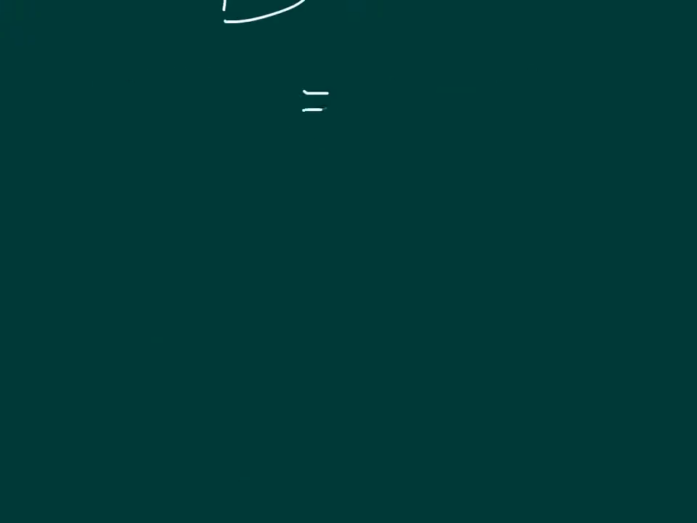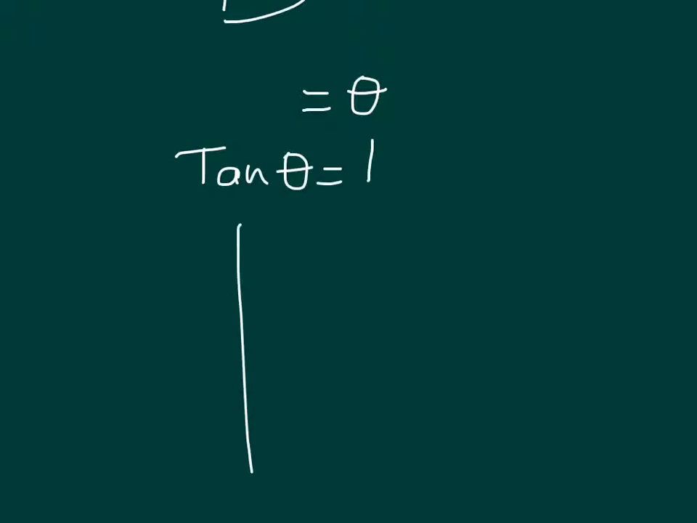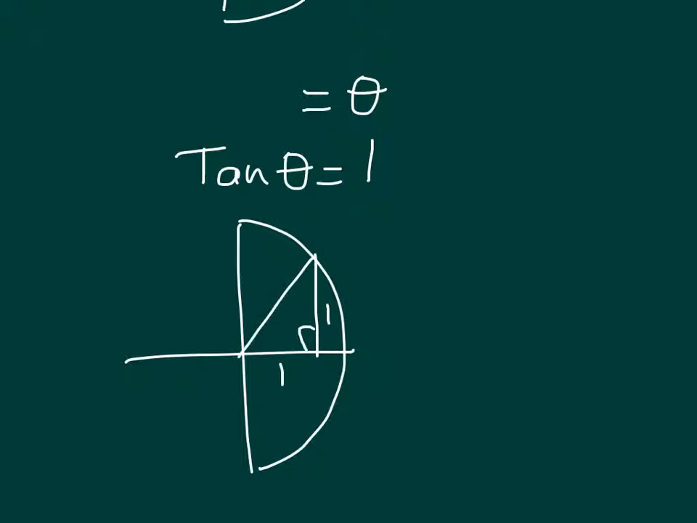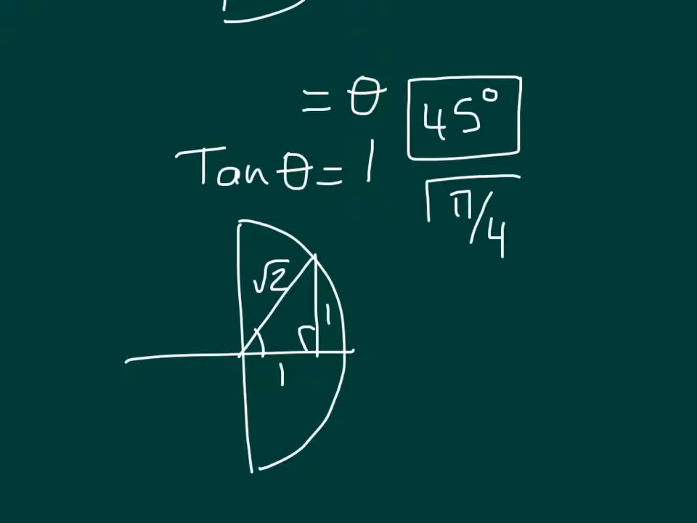Part D. Arc tan of 1 equal to theta. That means tangent of what angle will give you a 1? Arc tangent has to be the first or the fourth. Since it's positive, I'm going to the first. Opposite over adjacent. This is going to be a 45, 45, 90. So theta must have been either 45 degrees or pi over 4. Give both.